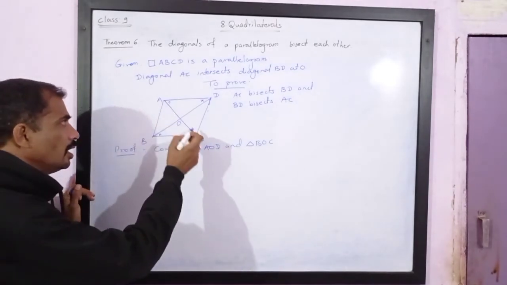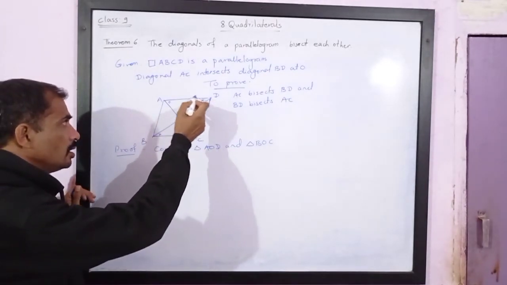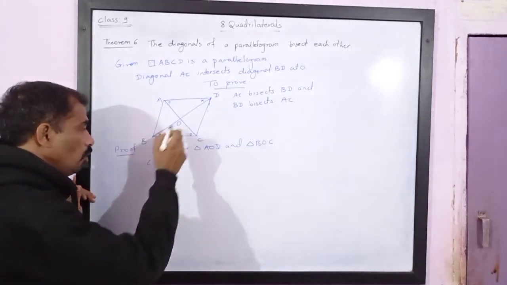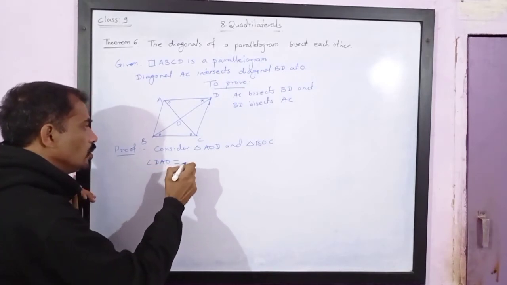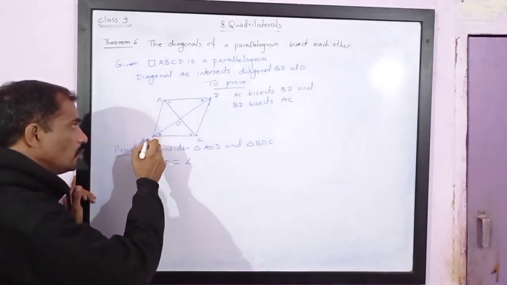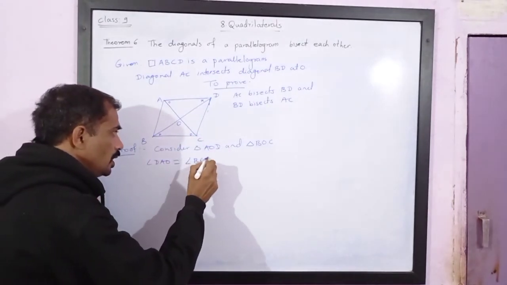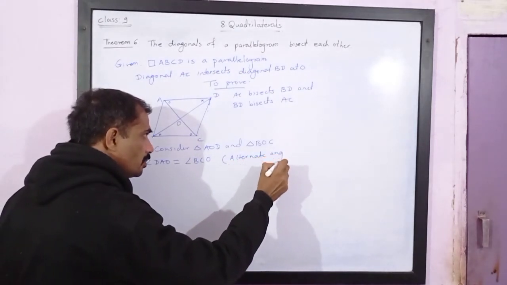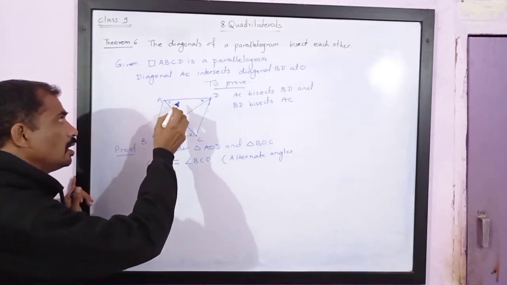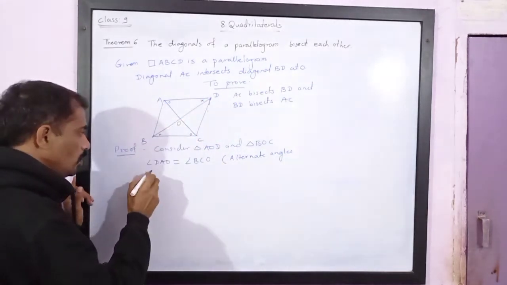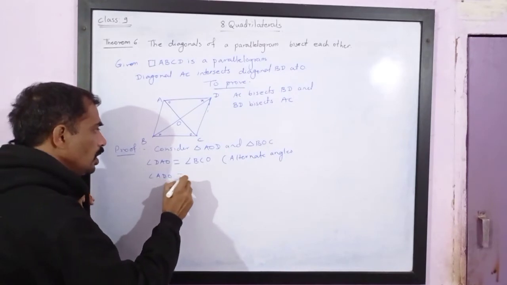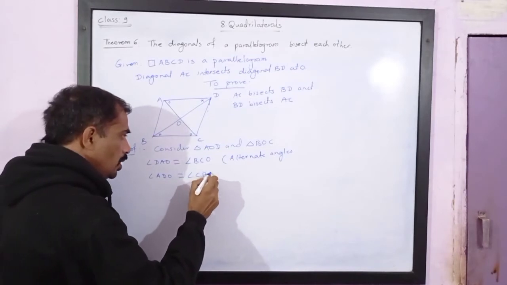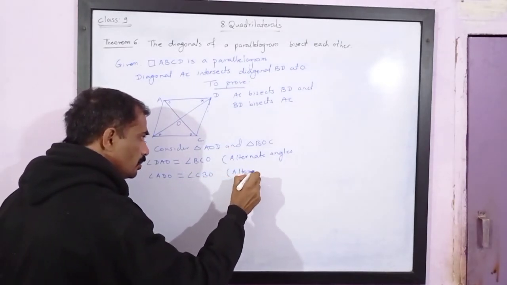Let's write it. Angle DAO is equal to angle BCO. Reason is alternate angles. They are alternate angles. Then angle ADO is also equal to angle CBO. They are also alternate angles.